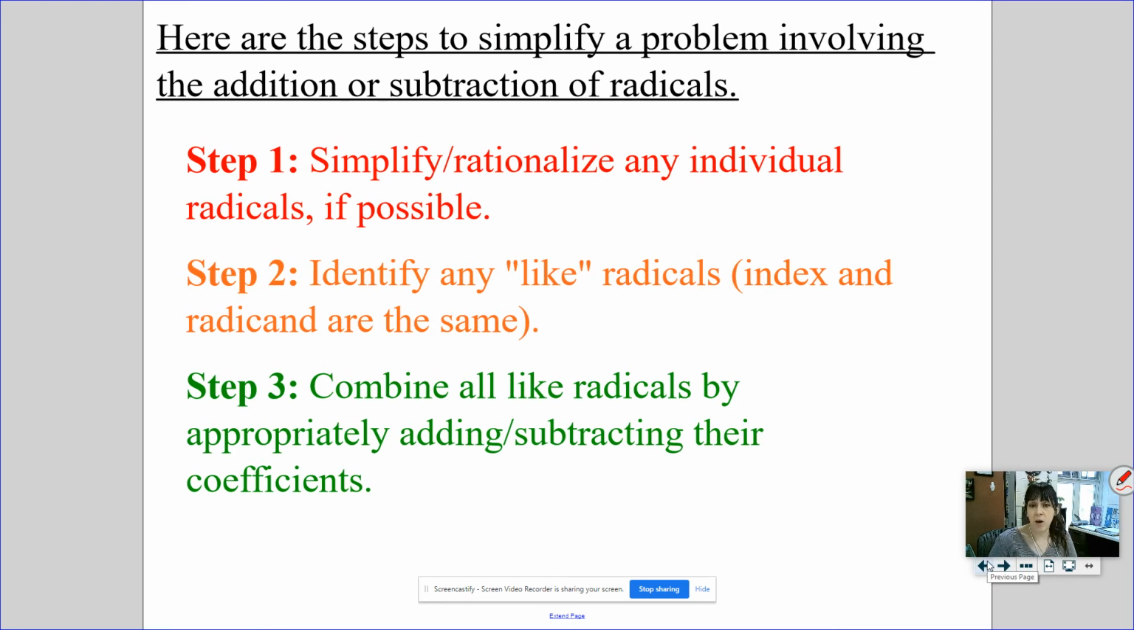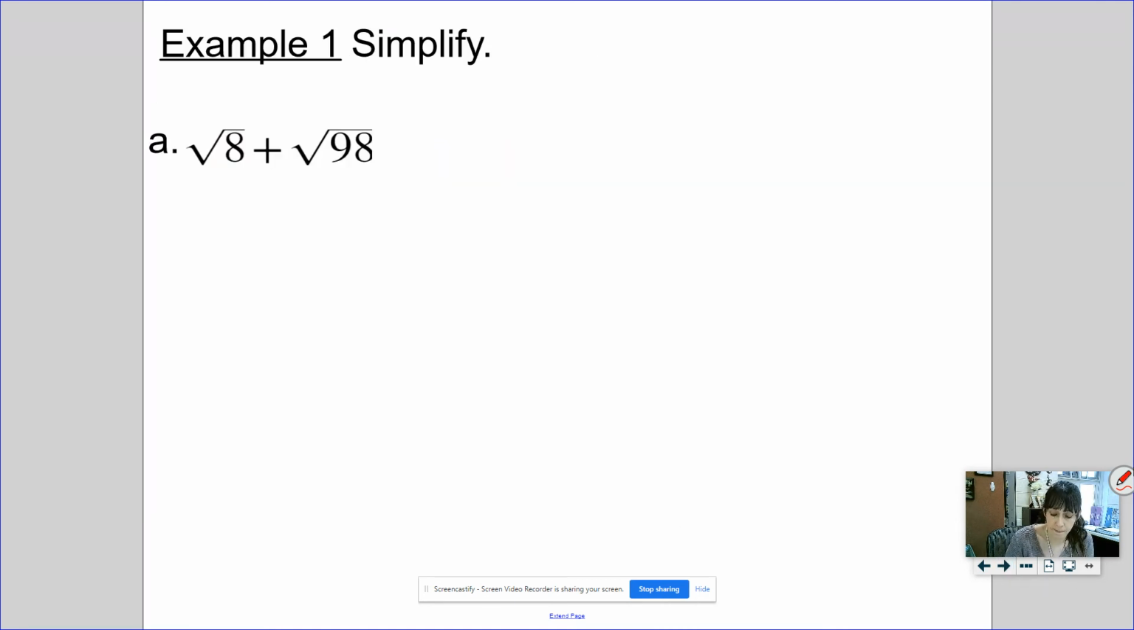So here's a written down process, for those of you who really like steps. How do you add or subtract radicals? Your first step is you're going to simplify the radicals that you have before you do any adding or subtracting. Step 2 is look for like radicals. Remember, they have to have the same index and radicand. And then you're going to combine the radicals by adding or subtracting their coefficients.